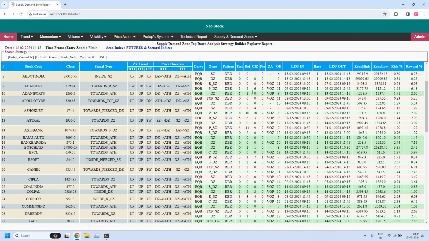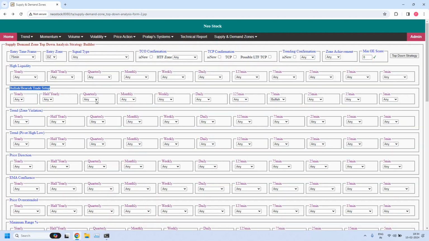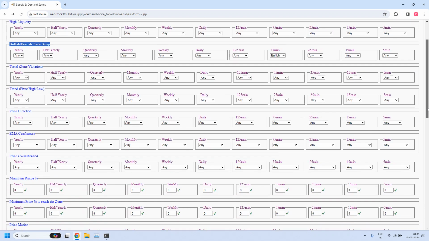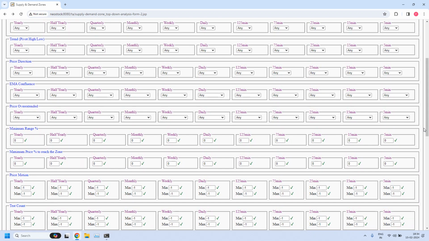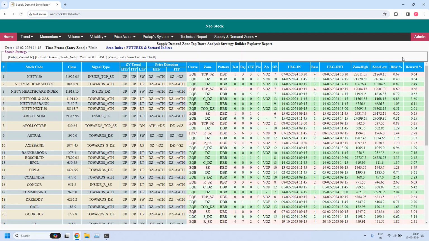by setting the test count to 0, fresh zones. But remember, when we set test count to 0, there are higher chances you will be missing high liquidity zones. So test count in this parameter on the 75 minutes time frame, I am setting minimum 0, maximum 0. So now for all these 75 minutes demand zones, test count is 0.